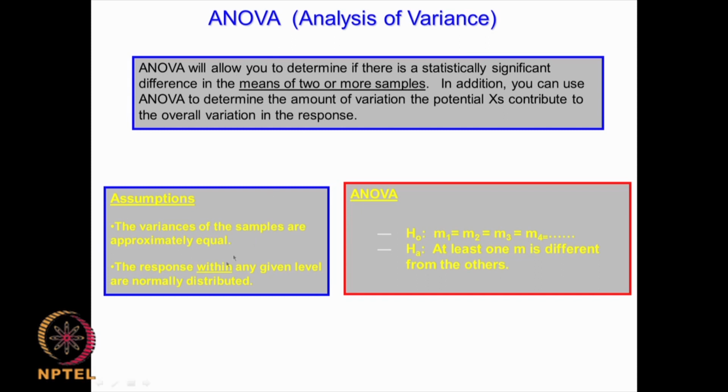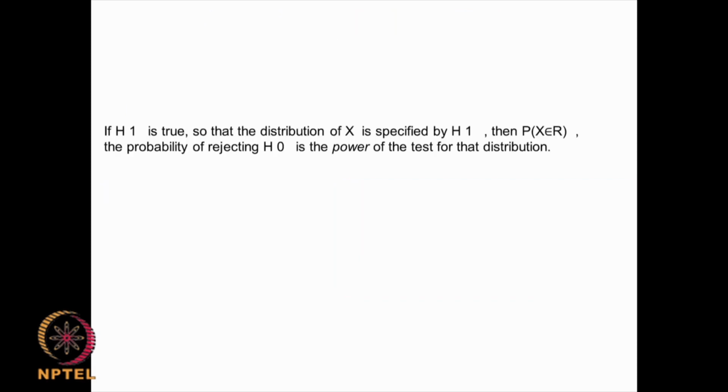The variances of the samples are approximately equal, and the responses within any given level are normally distributed. These are the assumptions. So, H naught will be that all these are the same, whereas HA is that at least one variance is different. Then you get a p value less than 0.05. So, we have the t tests, different types of t tests which are very powerful for comparing means. Then we have the tests for comparing variances like the F test and ANOVA, and then for ratios we have something called the chi-square test, which we will talk about later.